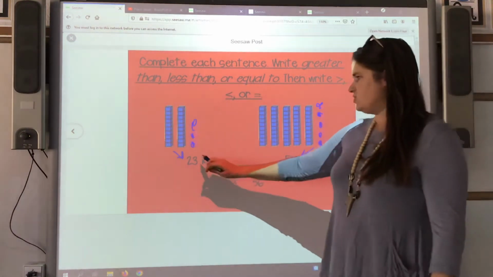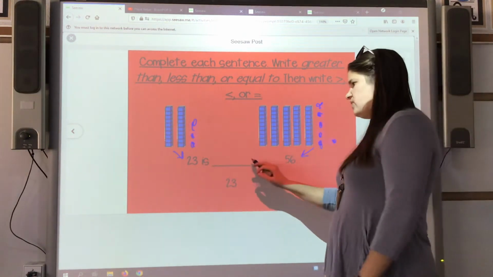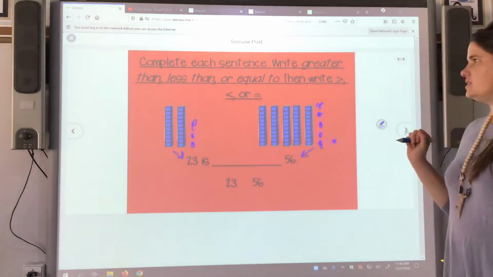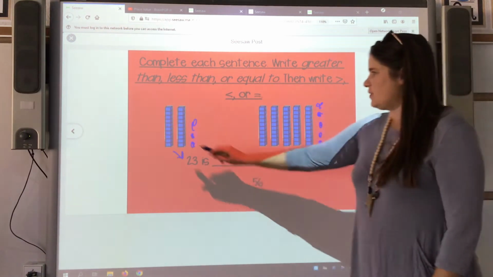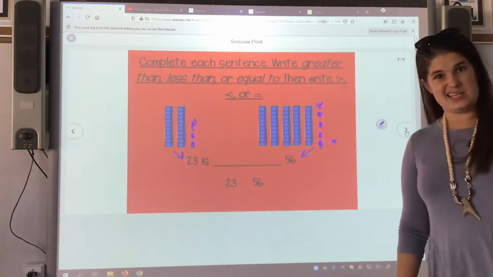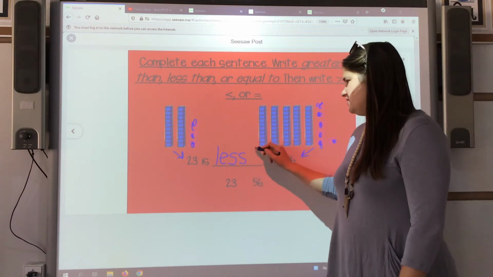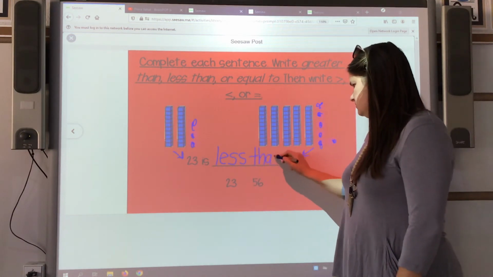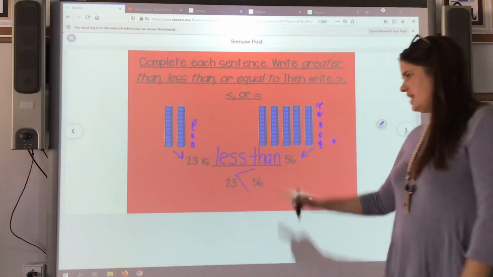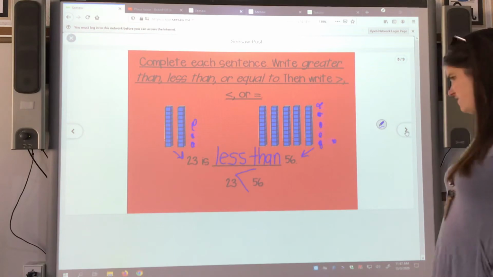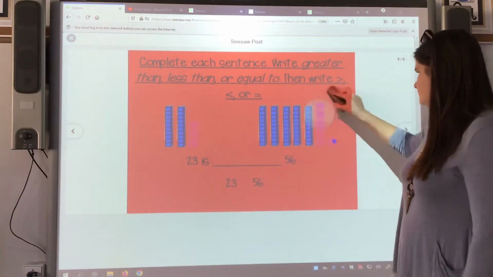So should it be 23 is less than 56? 23 is greater than 56? Or 23 is equal to 56? Just by looking at my 10s and 1s, I can see that 23 is definitely less than 56. And the alligator always eats that bigger number, so you want to make sure the alligator's mouth opens to that 56, because that is the bigger number in this problem.